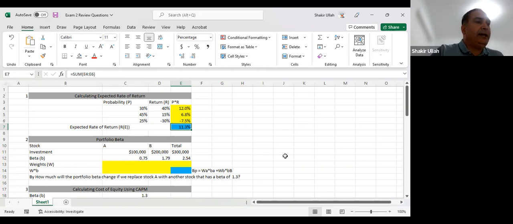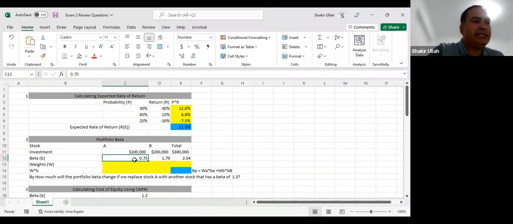So in this particular case, we have two assets, two stocks, A and B, and we have invested 100,000 in stock A and 200,000 in stock B. The total investment we have made is 300,000. The beta of stock A is 0.75 and stock B is 1.75. These are basically the riskiness of these assets.